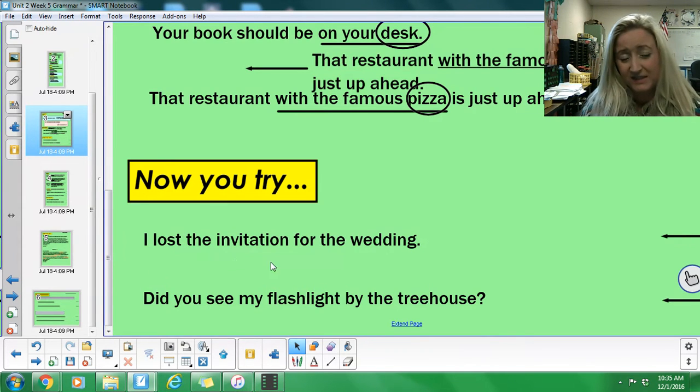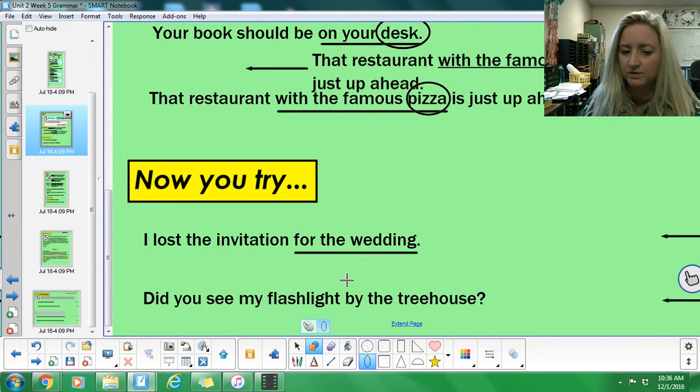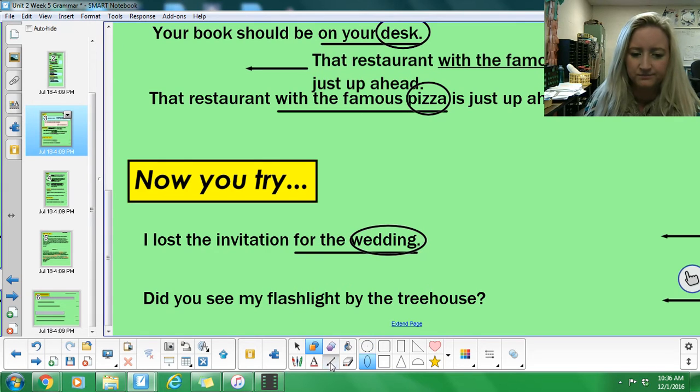I lost the invitation for the wedding. I lost the invitation. There's my basic sentence. For the wedding's my prepositional phrase. Which one do I circle? Not the preposition today. We're doing the object of the preposition. So the wedding.